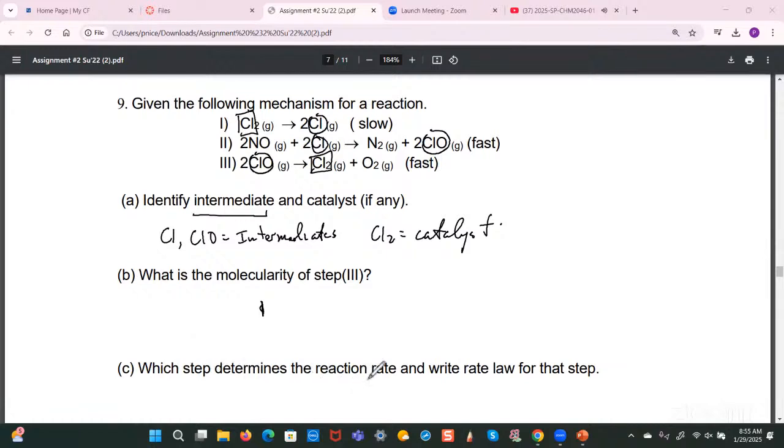Then it says, which step determines the reaction rate, and write the rate law for that step. Now, the key to answering that is those terms beside each equation. So which step is the rate determining step? The first step. So step one. And what would be the rate law? Rate is equal to K times the concentration of CO2. And that's pretty much it, all right? Any questions about what we have done so far?